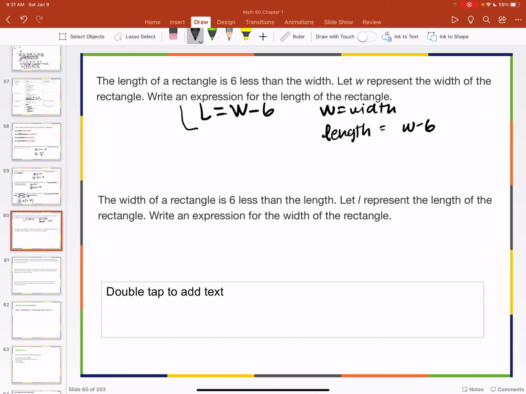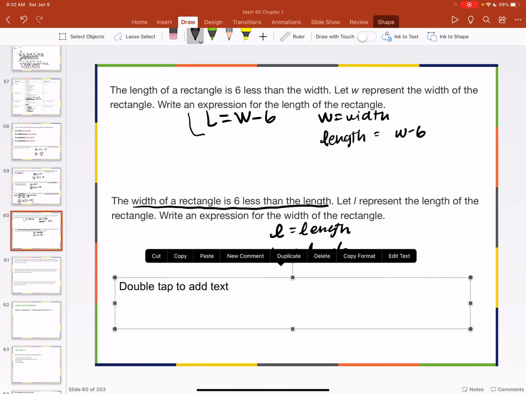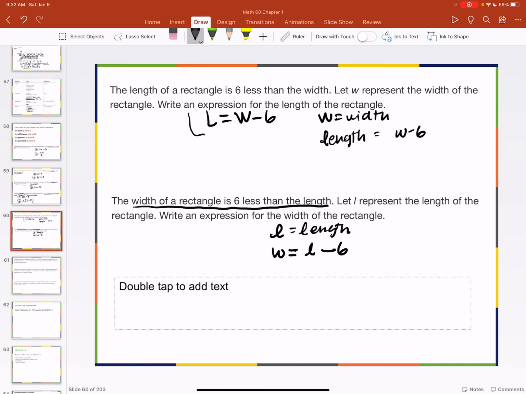Okay. The width of a rectangle is 6 less than the length. Let L represent the length. And we need to say the width is 6 less than the length. So the width is 6 less than L. Okay. So that's another way. I wrote it as an equation because I use this sentence here and that has an is, so that's an equal. But if you just wanted to write the expression, you would just write L minus 6, okay?